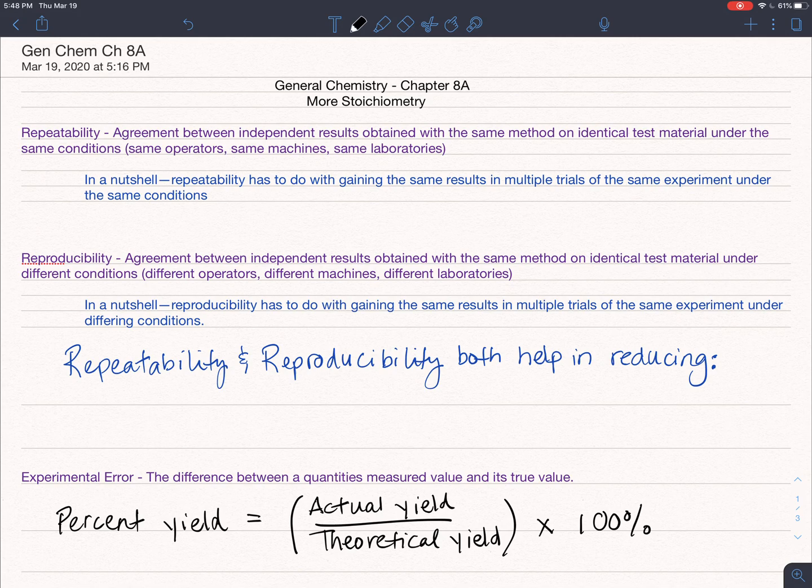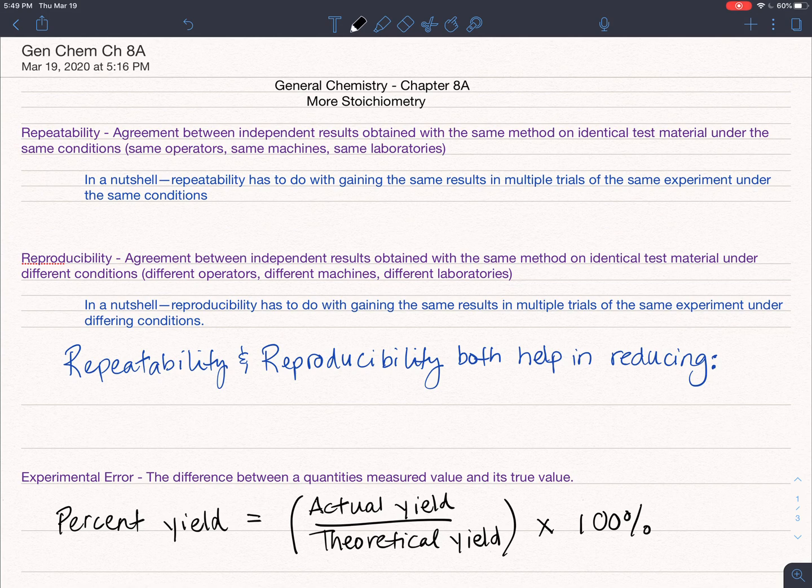Let's jump into Chapter 8. Chapter 8 has more to do with stoichiometry and some other concepts like experimental error and percent yield, and let's go ahead and jump into that. So let's start by talking about a couple of important terms for this chapter, and that has to do with how we create experiments that produce good results. And there are two terms in particular that we care about where we are trying to get agreement in our experimental process.